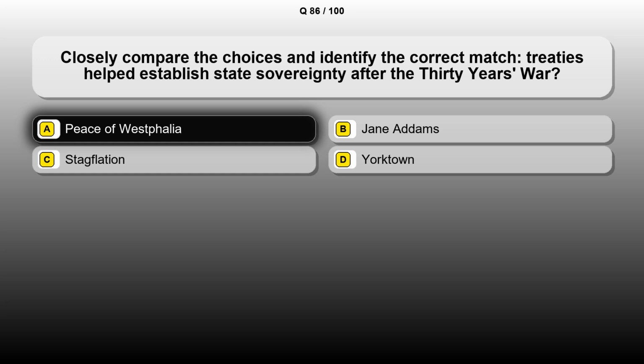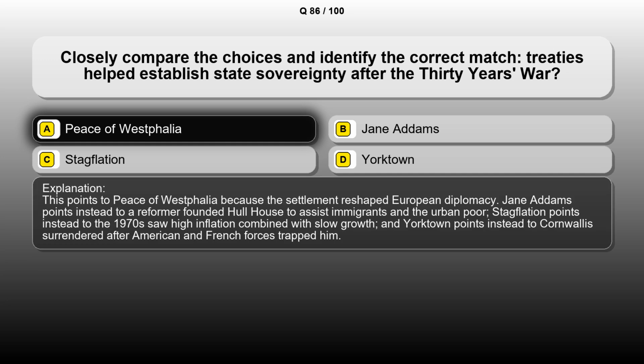The correct answer is option A, Peace of Westphalia. This points to Peace of Westphalia because the settlement reshaped European diplomacy. Jane Addams points instead to a reformer who founded Hull House to assist immigrants and the urban poor. Stagflation points instead to the 1970s, which saw high inflation combined with slow growth, and Yorktown points instead to Cornwallis surrendering after American and French forces trapped him.